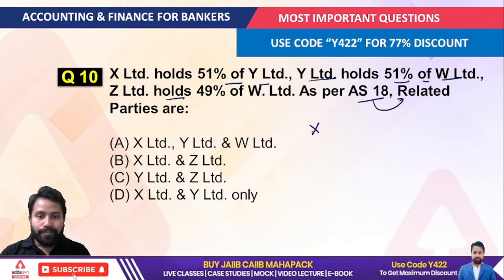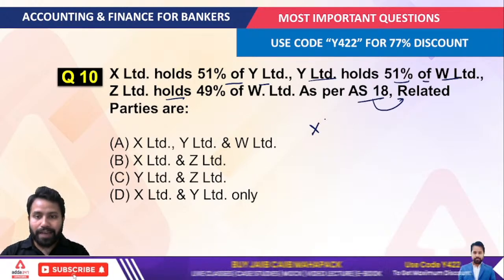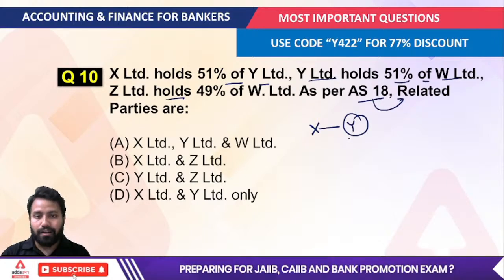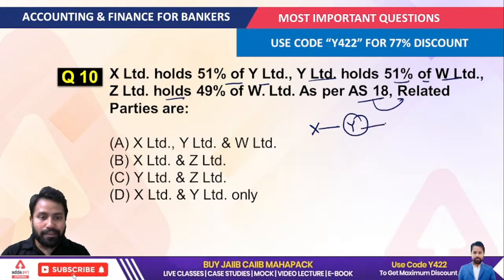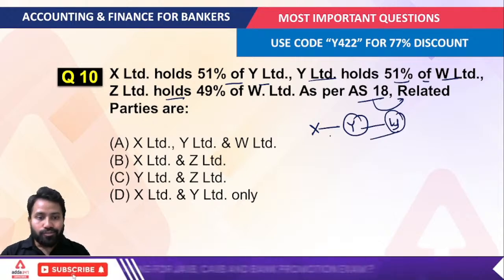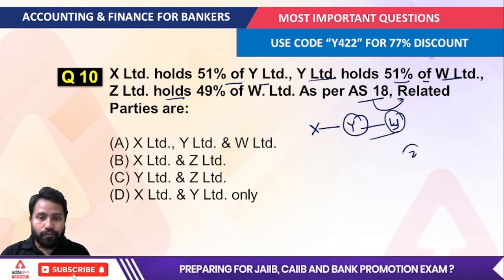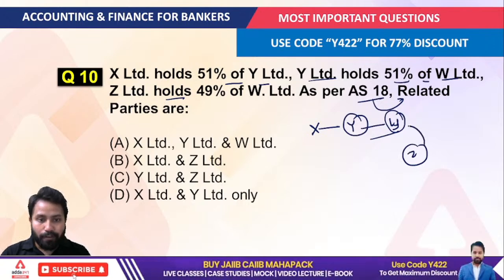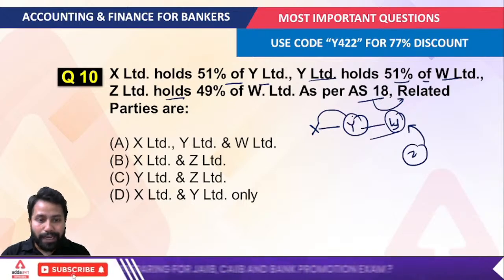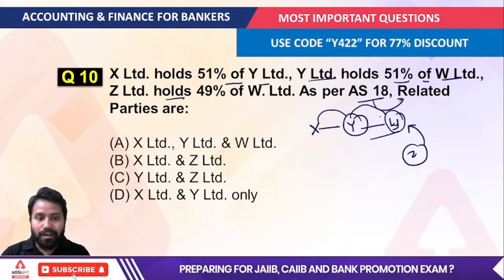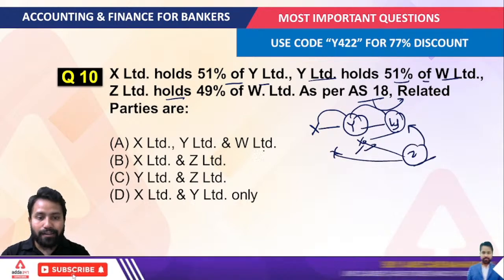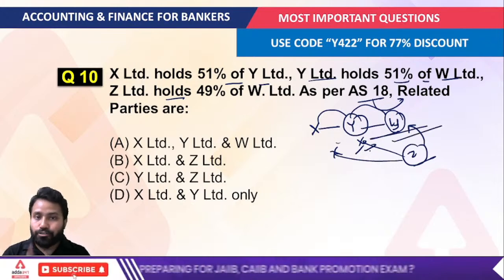Okay, so you can understand X is holding 51% of Y Limited company, okay, and Y Limited is holding 51% of W Limited, okay. And Z Limited holds 49% of W Limited. So you can understand, because X is related to Y in some manner, Y is related to W in some manner, but Z is not related to X and Y. Okay, so you can understand here that X, Y, and W should be the correct answer here.